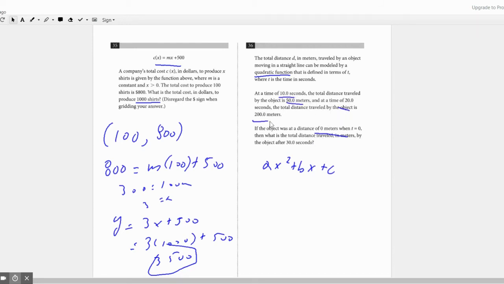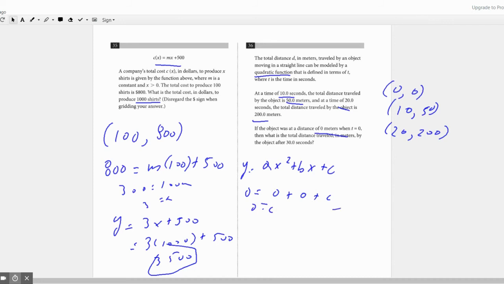Again, you can think of it as quarter points. So (0, 0), (10, 50), (20, 200), right? So (0, 0) is the easiest one. We're going to plug in: y = 0 equals 0 plus 0 plus c. All those zero out. So we know c equals 0, right?